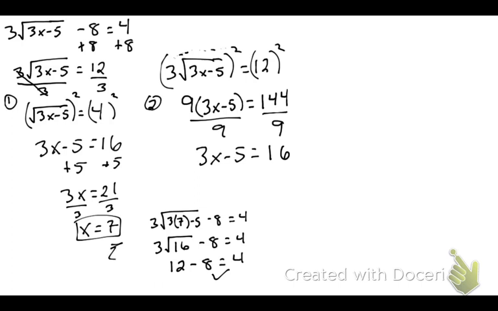So there's two different kinds of problems, but nothing's really changed. We still need to isolate the square root in some way and square both sides.